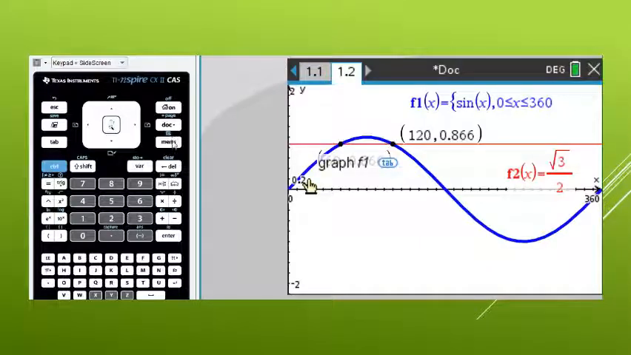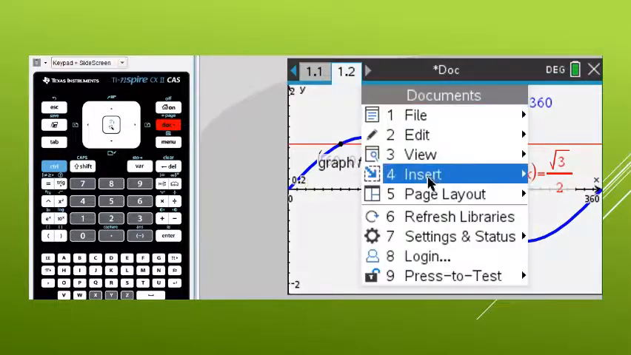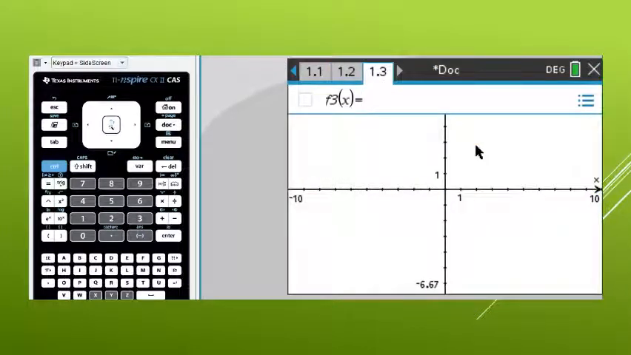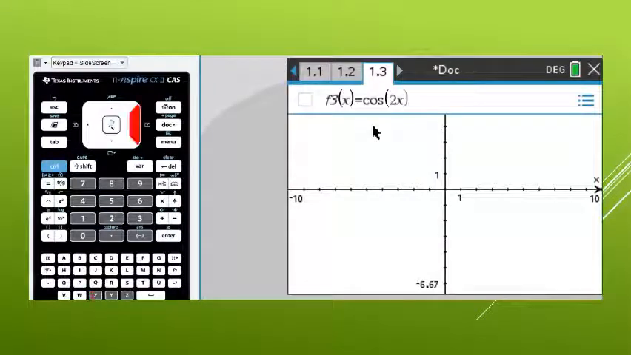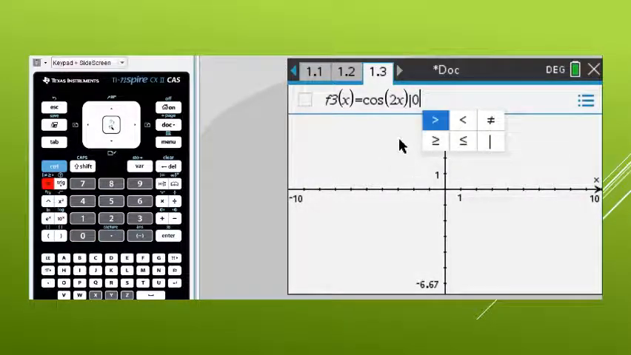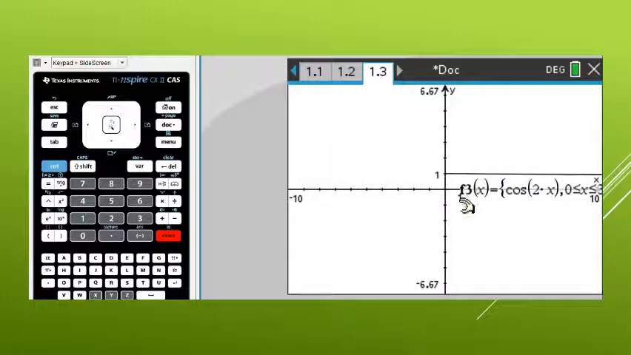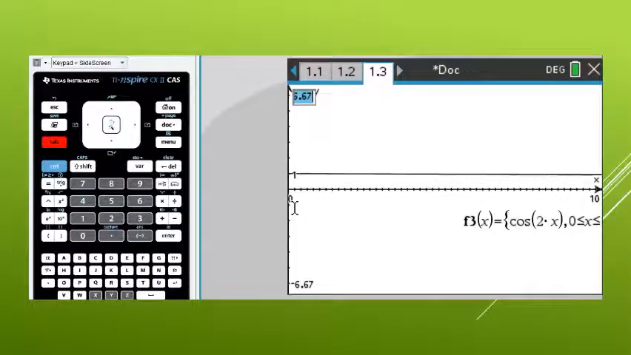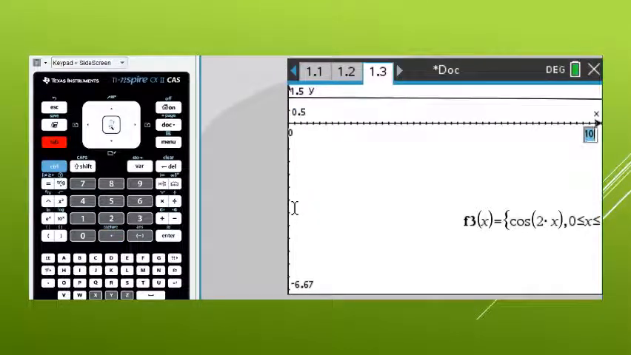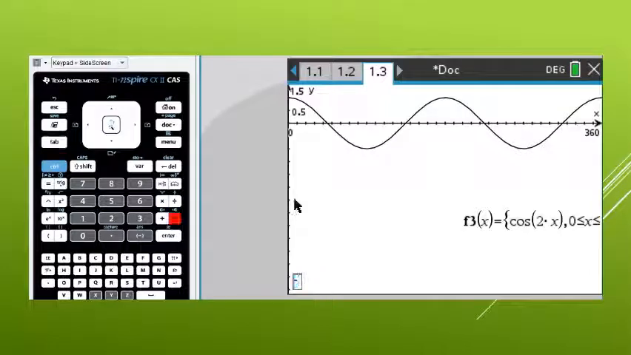I'm going to go to document and insert a new graphs page, and I'm now going to look at the graph of cosine of 2x, but I want to go between 0 and 360 again, so I go through the menus and select all these values. Right, so that only gives me the graph from 0 to 360, but once again it doesn't look like the graph I'm expecting because of the window I've got here. So I'm just going to change these manually. I'm going to make that 0, this 1.5, out to 360 and down to negative 1.5.